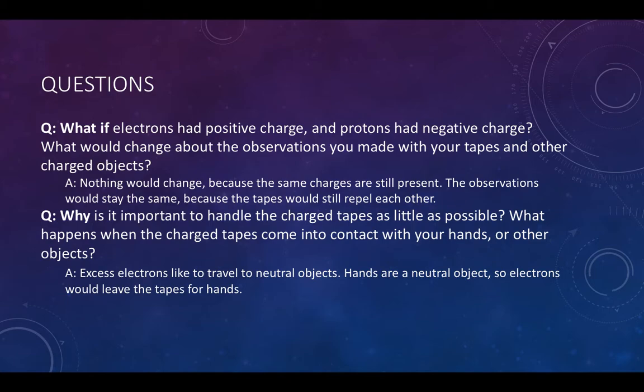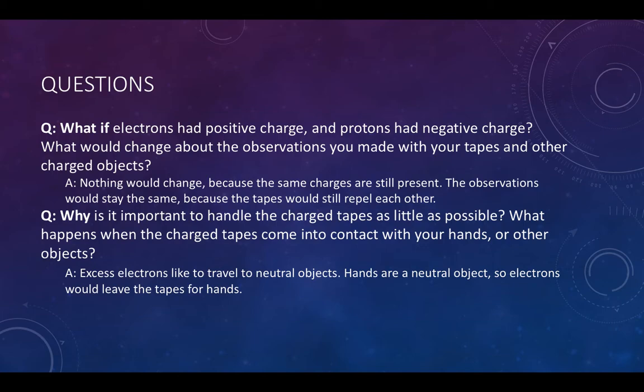So this lab asks two main questions, which are: what if electrons had positive charge and protons had negative charge? What would change about the observations you made with your tapes and other charged objects? So the answer here is that nothing would change because all of the same charges are still in the tapes. So you've still got a positive charge, you've still got a negative charge, they just change names basically. So your observations are going to stay the same because the two charges are still going to repel each other. Nothing is missing, nothing has changed at all.